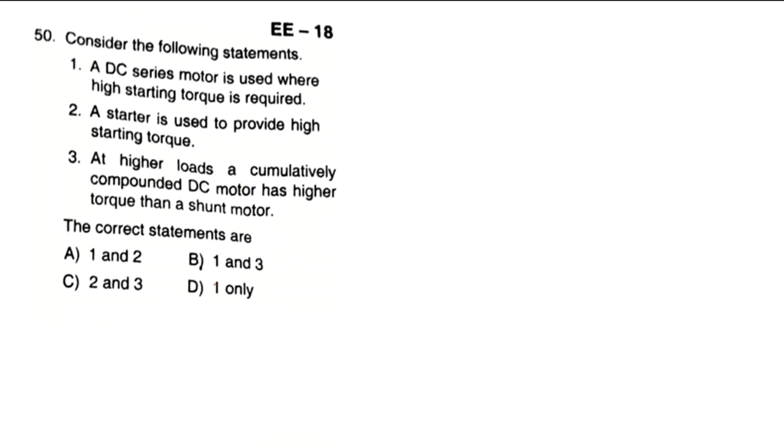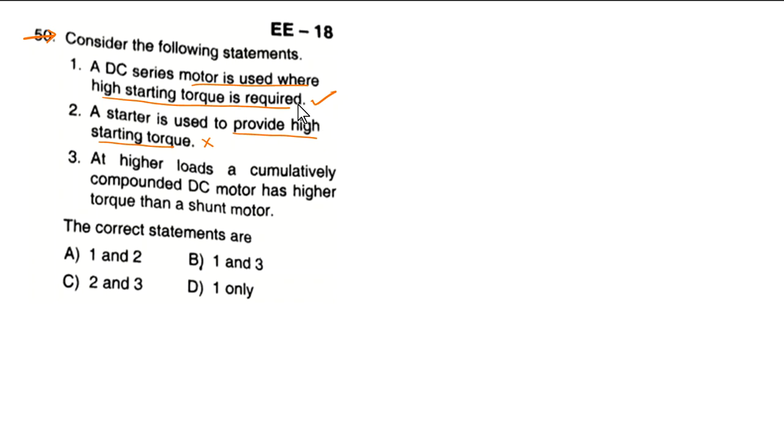Now this 50th question is also from DC machines. Consider the following statements. There are three statements, and we need to choose the correct ones. DC series motor is used where high starting torque is required. So it's obviously a correct statement. A starter is used to provide high starting torque. This is a wrong statement.